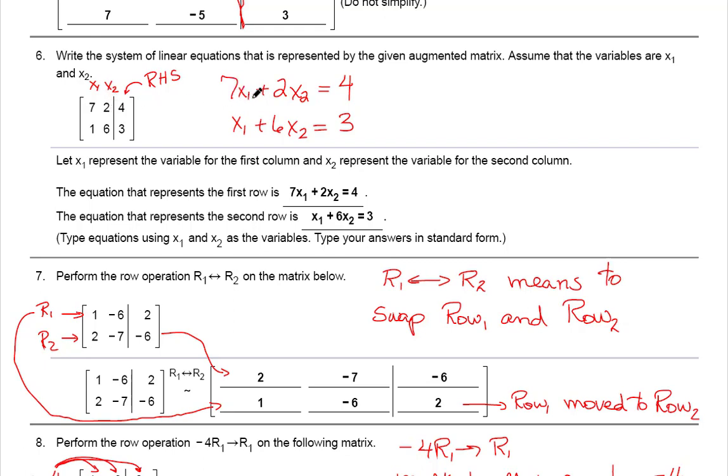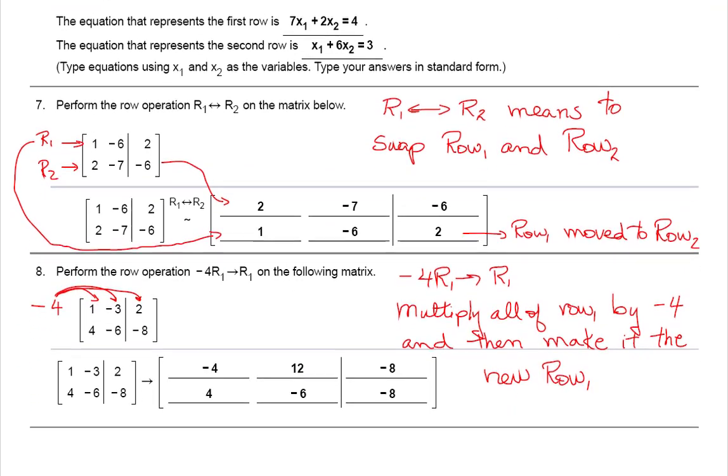So 7x1 plus 2x2 equals 4. Similarly here, this is 1x1 plus 6x2 is 3. So 2 equations and 2 unknowns, going from our augmented matrix back to the system of equations.